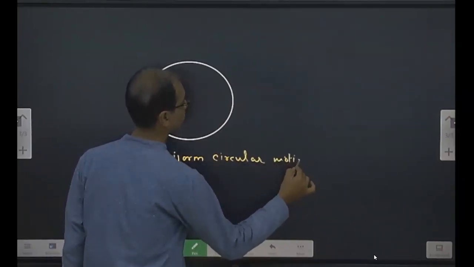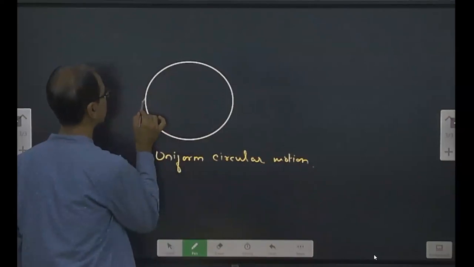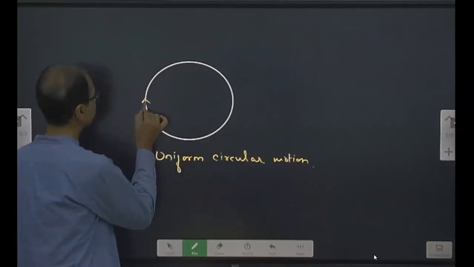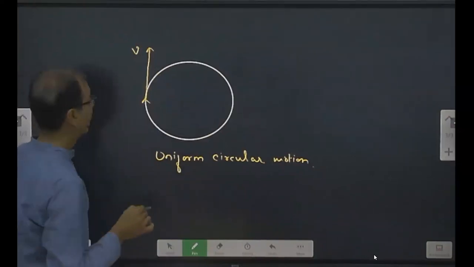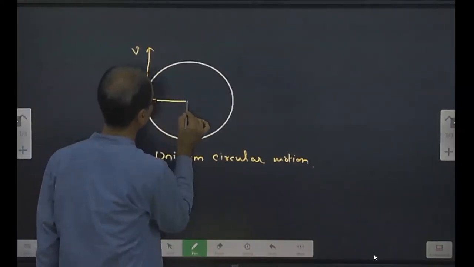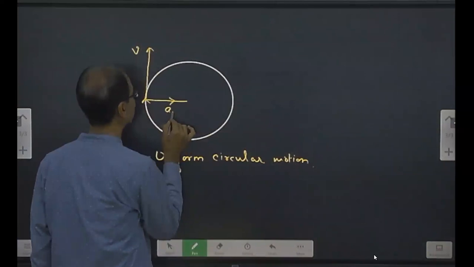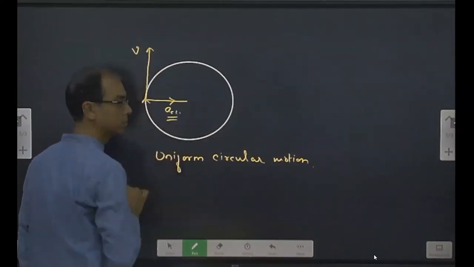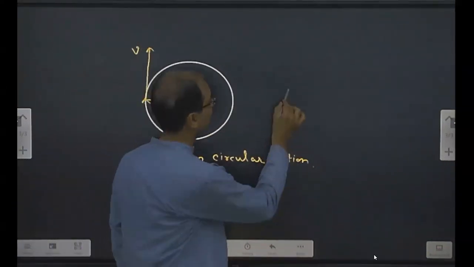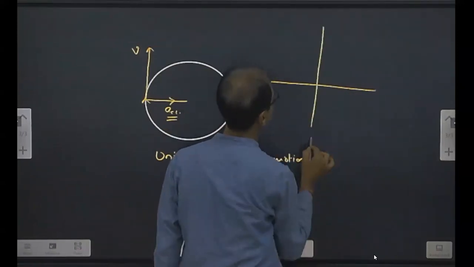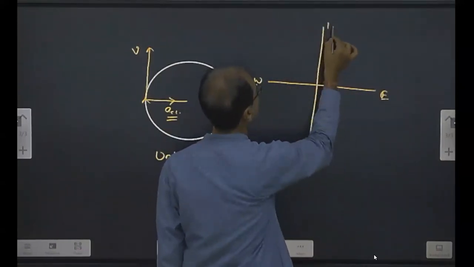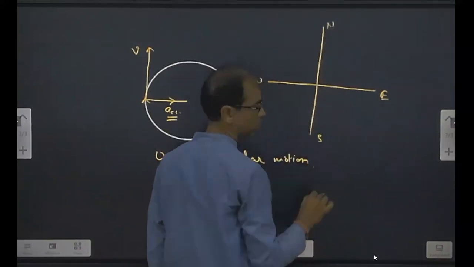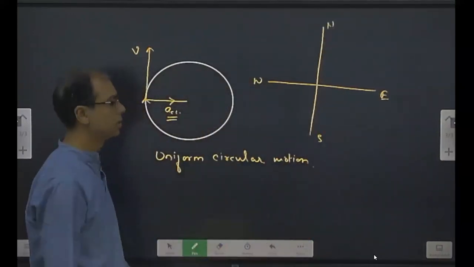Okay, this is uniform circular motion. A particle is moving like this, so its velocity is in this direction, and acceleration is towards the center. This is acceleration, which I am calling a centripetal acceleration. Correct. And let me assume the directions: this is east, this is west, this is north, and this is south.